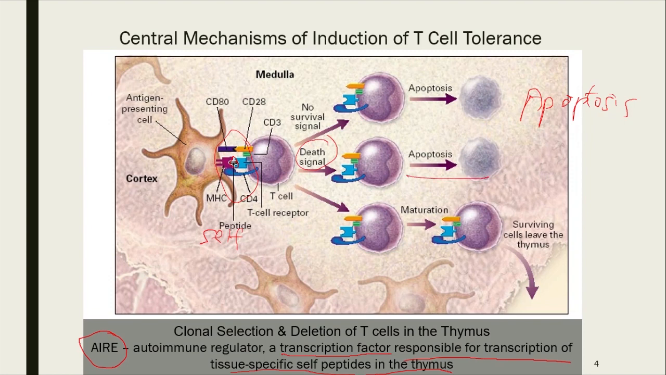Now, only those T cells that have intermediate affinity or interactions with the complex will be able to mature in the thymus and then migrate to the periphery, leaving into the system and do its job. So you need just like a fine balance between high affinity and low affinity. Okay, medium is good.